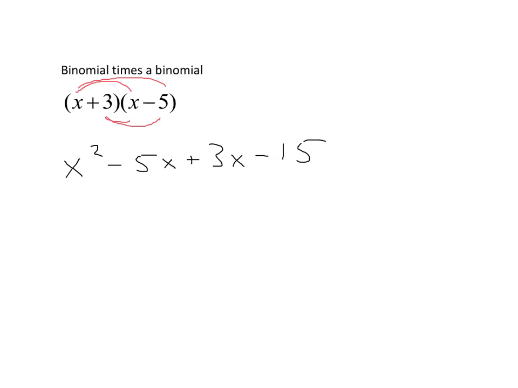Now you see here we can combine like terms. The negative 5x and the 3x both just have an x with them. So this turns into x squared. Negative 5 plus 3 is negative 2x minus 15. Now, this is so often done that we have sort of a shortcut for it.